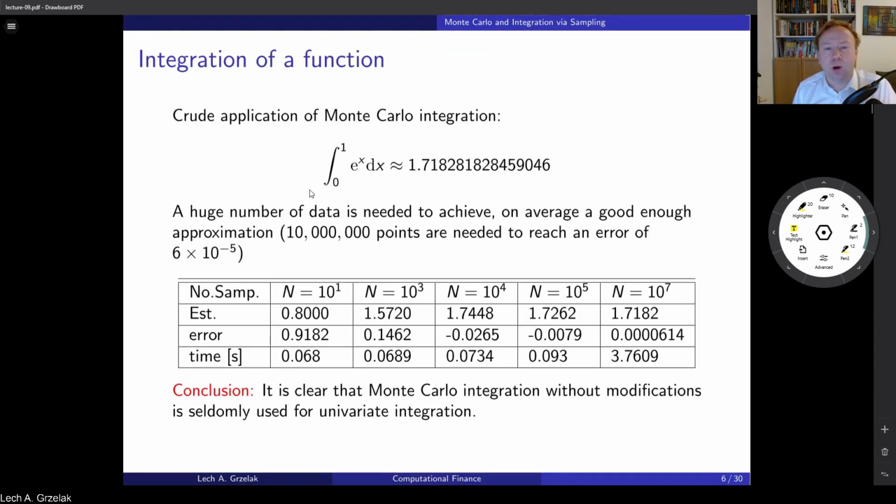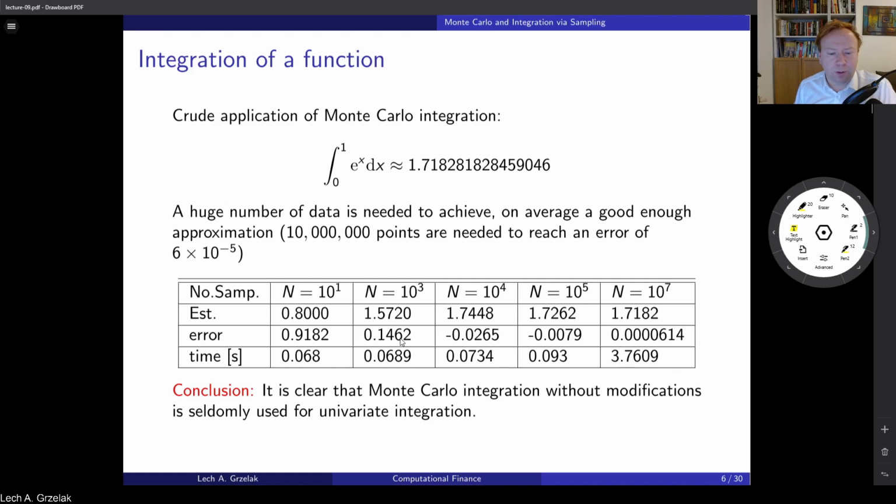In a few minutes, we'll go to the Python code that I have prepared. So here's the result. Here we have a few elements. We have a number of samples: n is 10, 100, 10,000, and so on, until 10 million. Here is the comparison with the exact solution. We see the error here, and this is the time needed for this calculation.